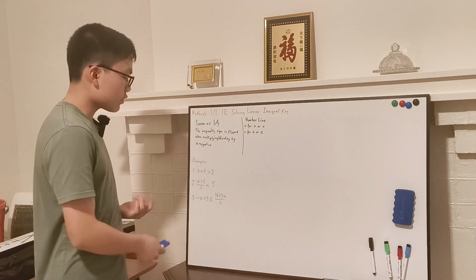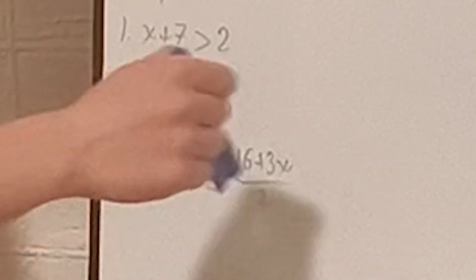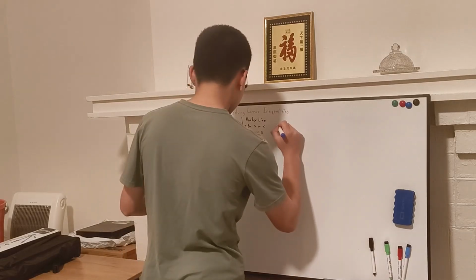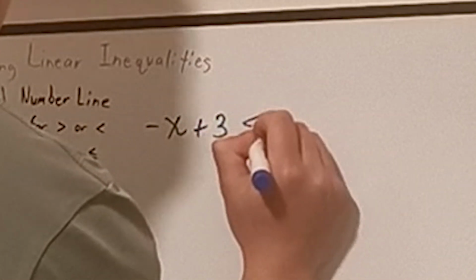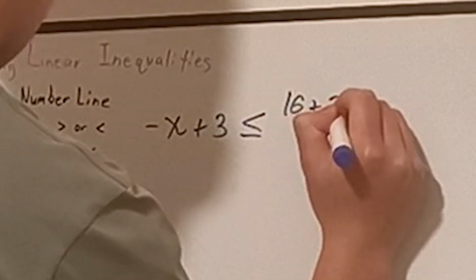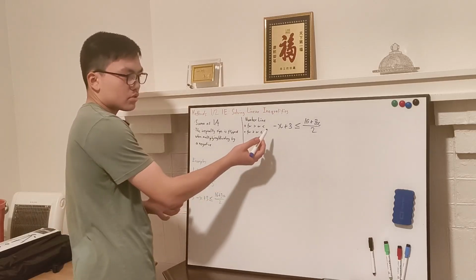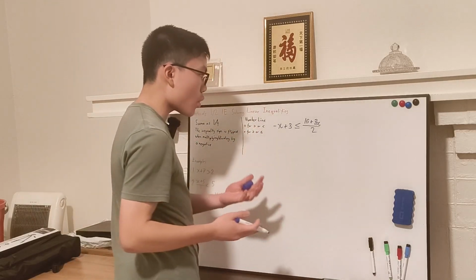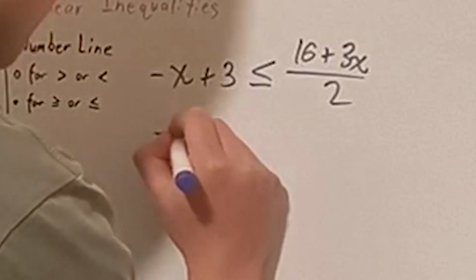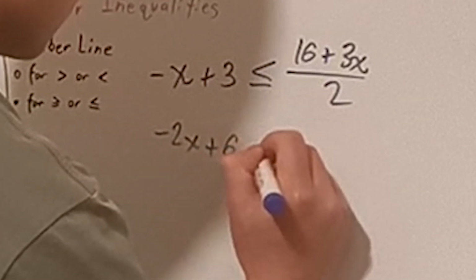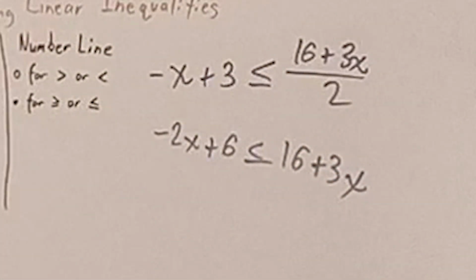Okay, now for the third question, this is a little bit more complex, but when we work through it, it shouldn't be too hard. So minus x plus 3 is less than or equal to 16 plus 3x all over 2. So let's just write this down. Minus x plus 3 is less than or equal to 16 plus 3x over 2. And yeah, we're just going to treat this as any normal linear equation. So we're going to times both sides by 2. That becomes minus 2x plus 6 is less than or equal to 16 plus 3x, like that.